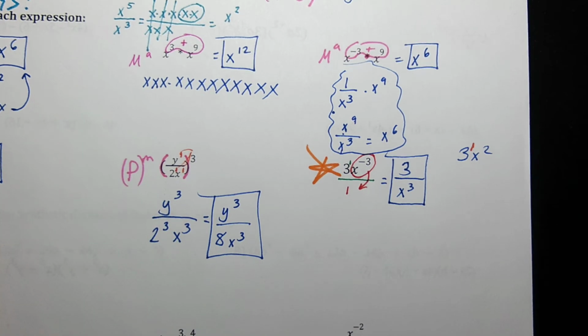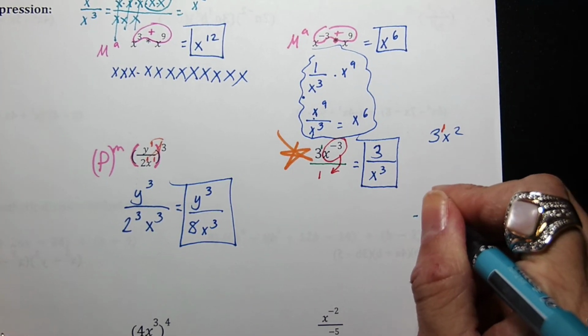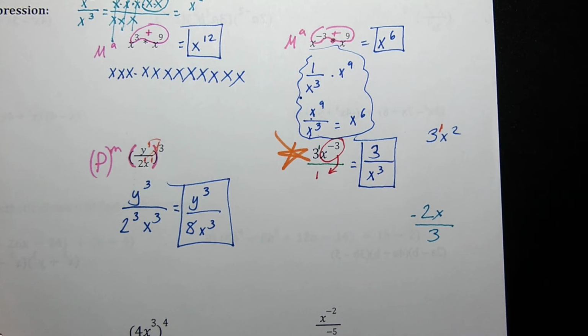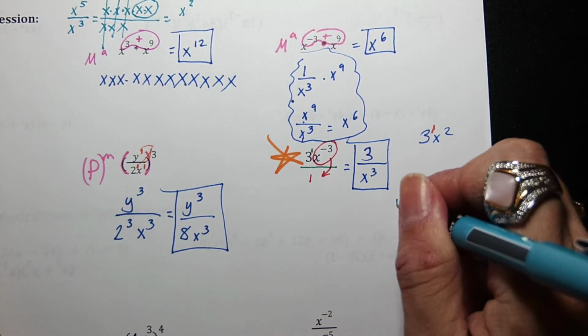Here's another thing I want to talk about. Let's say I have negative 2x over 3. Why am I not going to move that 2 to the downstairs? Because of the 3. Because why? It's not a negative exponent, folks. Negative 2 is just a negative number.